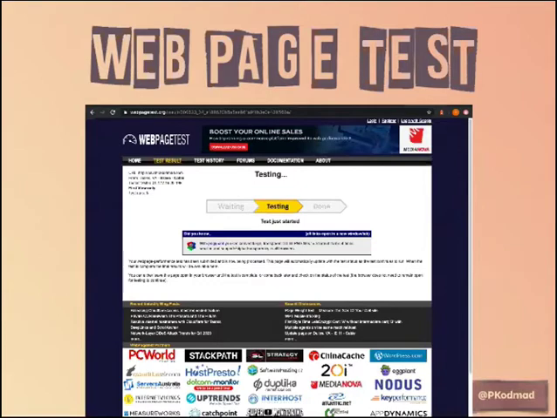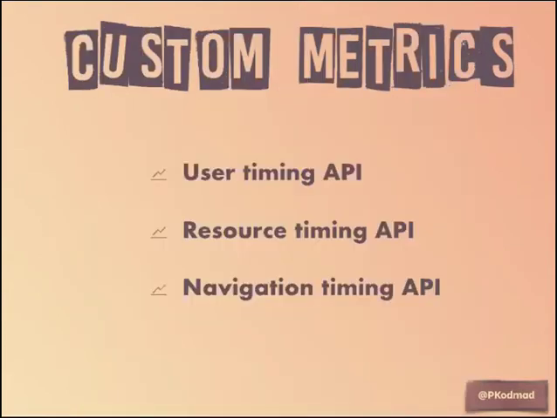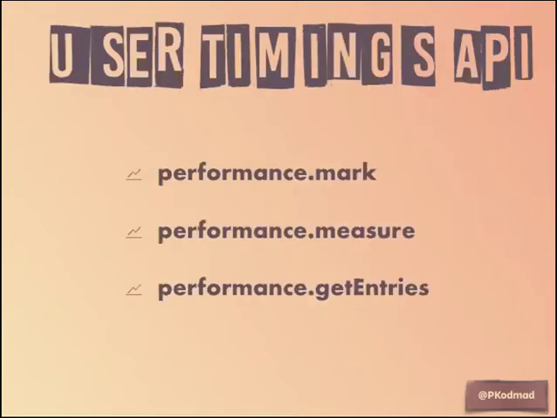So other stuff you can measure is custom metrics. Now you can put timers around every piece of code that you want to measure the timing for users. And you can use user timing, resource timing, navigation timing APIs that will do this for you. So everything comes under the window.performance object. So the user timing API refers to mark, measure, and to get these entries.